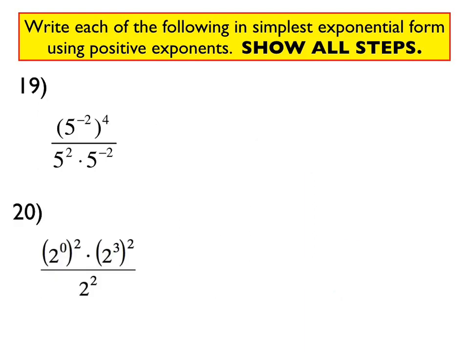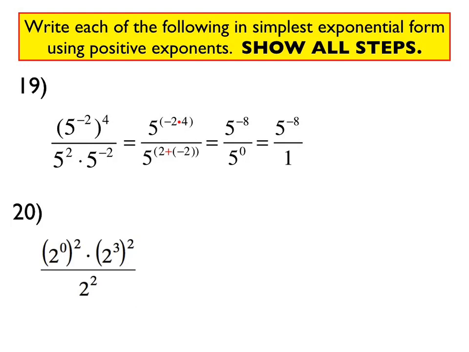Number 19, we should simplify within the numerator and then also the denominator. In the numerator, we end up with 5 to the negative 8. In the denominator, we end up with 5 to the 0 because we add exponents. And then if we subtract exponents, which I don't know that we necessarily need to in that one because the denominator is 1, we end up with 5 to the negative 8. But we can't leave it like that. That turns into 1 over 5 to the 8th. Or 1/5 in parentheses to the 8th would be okay as well.